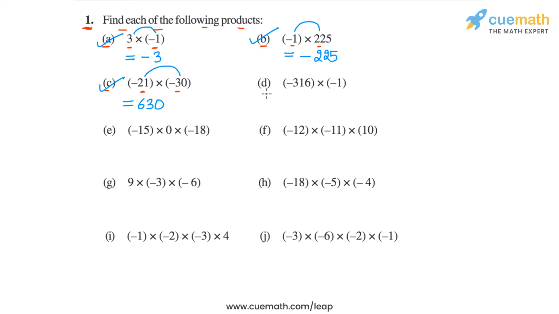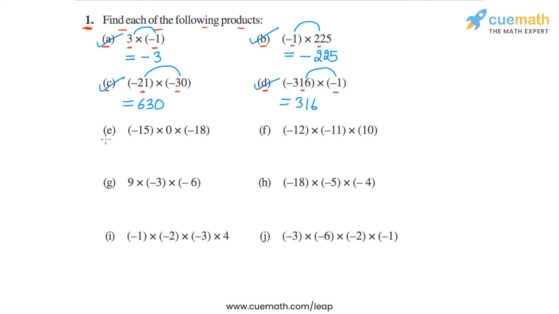Then in part D, we have the product minus 316 into minus 1. So the magnitude will be 316 into 1 or 316, and the sign will be positive. Sign of the product will be positive since both integers are negative. So in this case, the product will be 316.